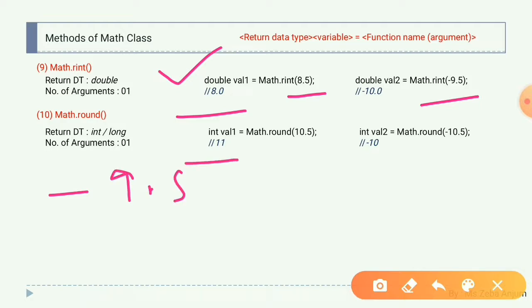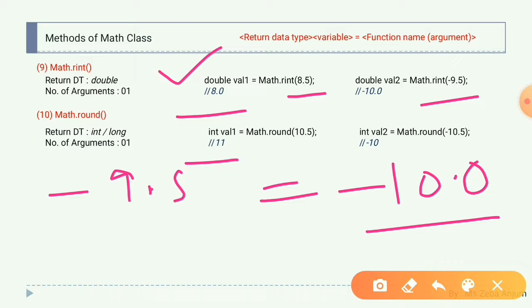Now see the second one, you are having minus 9.5. Yes, minus 9.5 it is. It is going to give you the nearest integer value, nearest, sorry, your even value. So minus 9 is not an even integer, but minus 10.0 is an even integer one, and you are going to get the same as an answer.